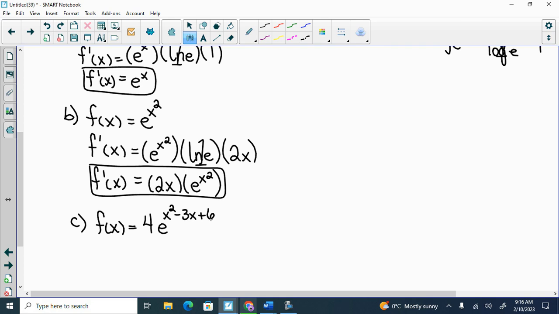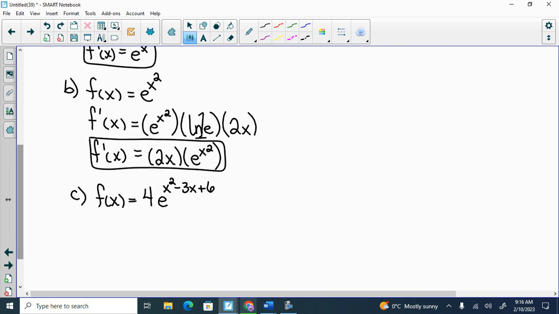Just so you know, if there's a 4 in front, it just stays there. So you'll rewrite it and then do the same thing. Try it out.